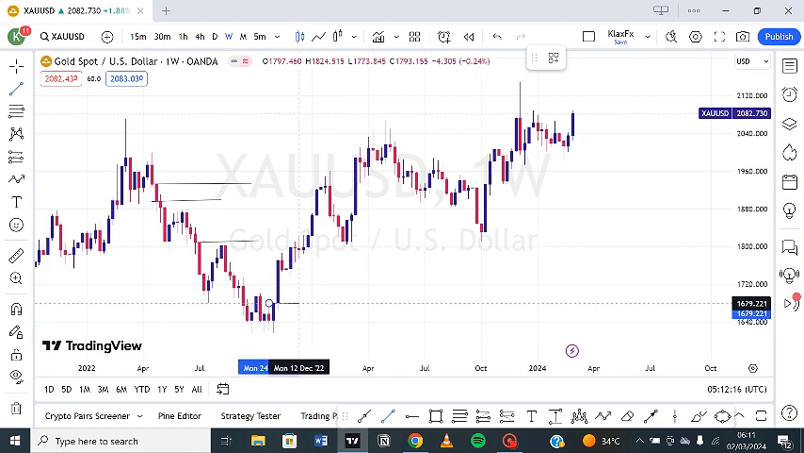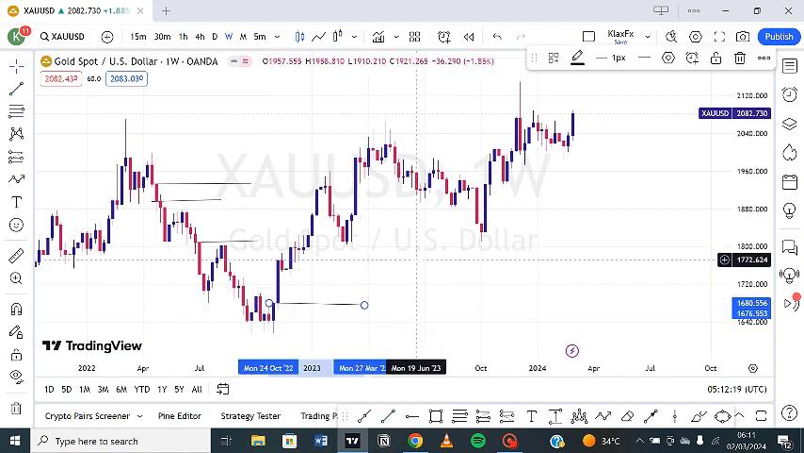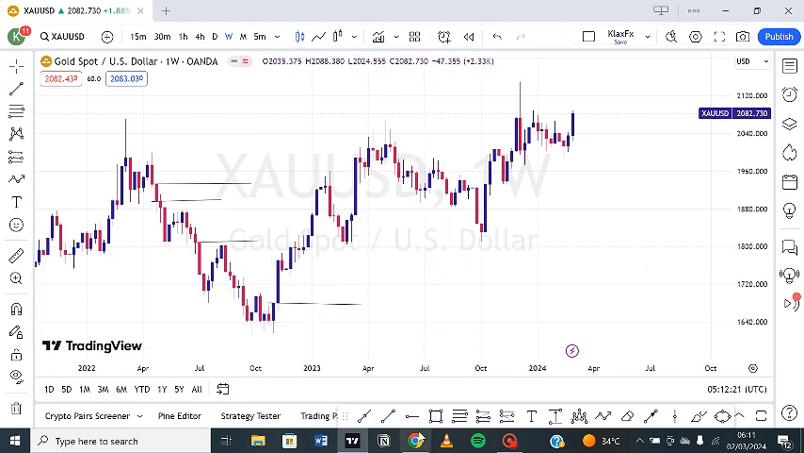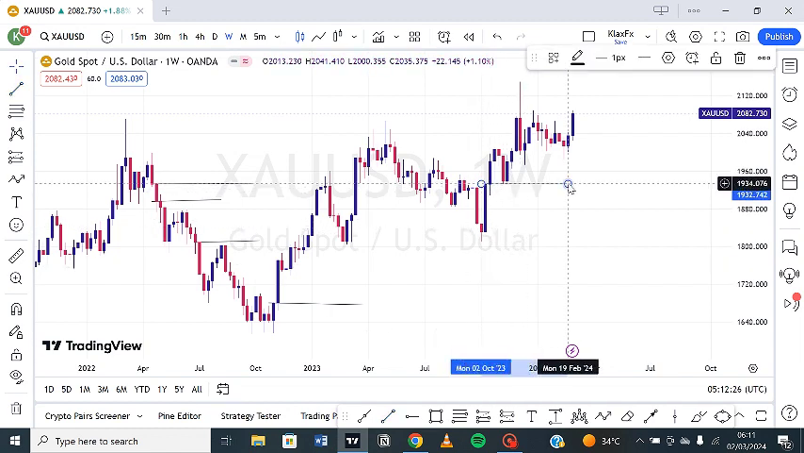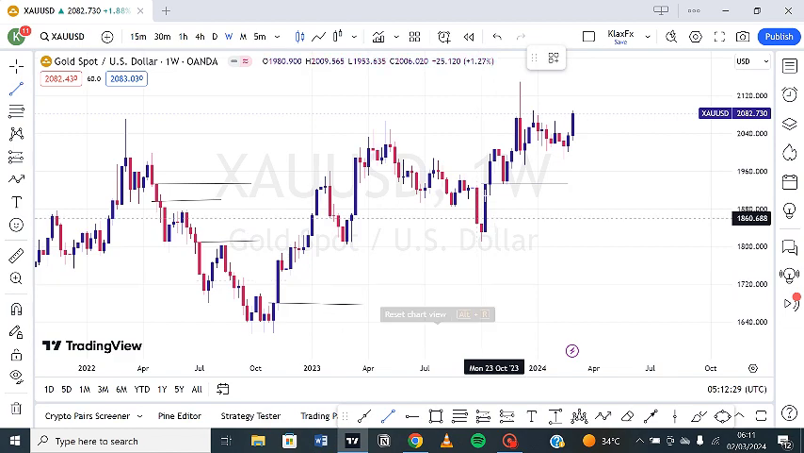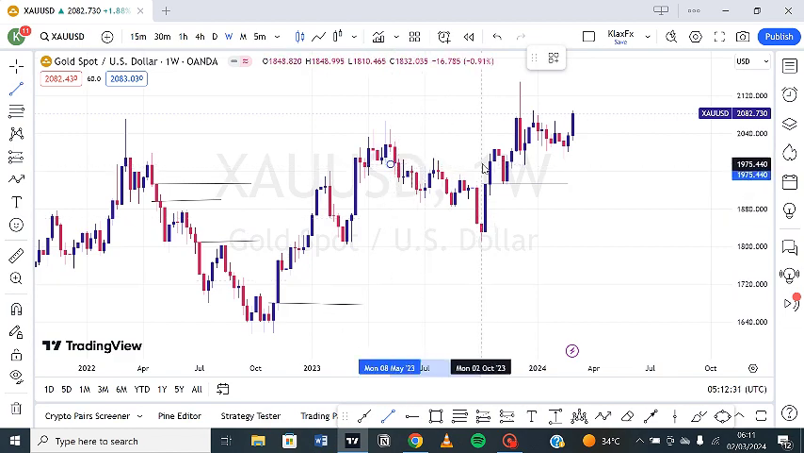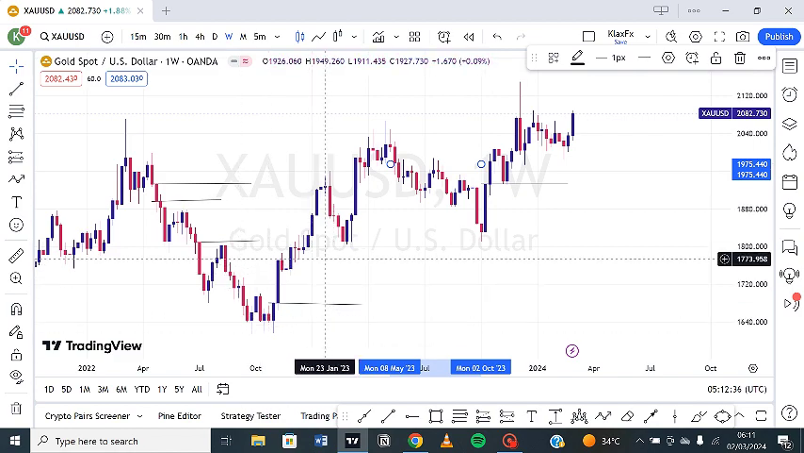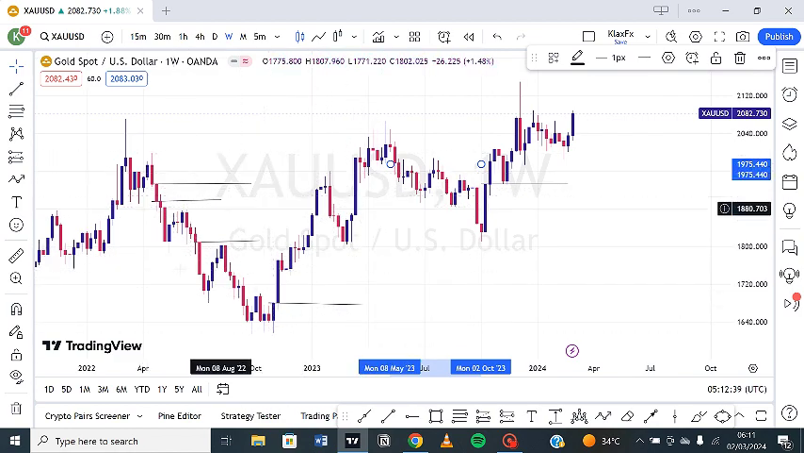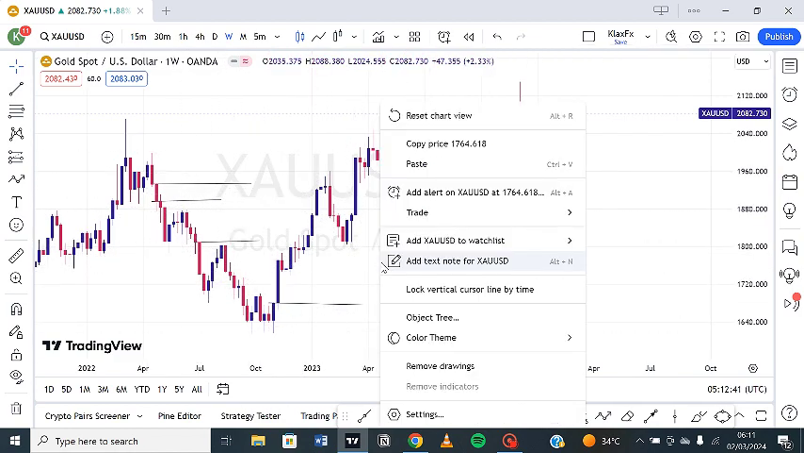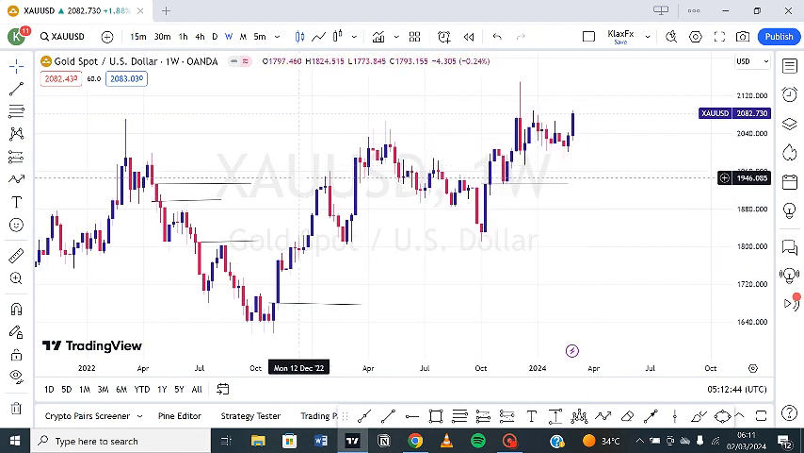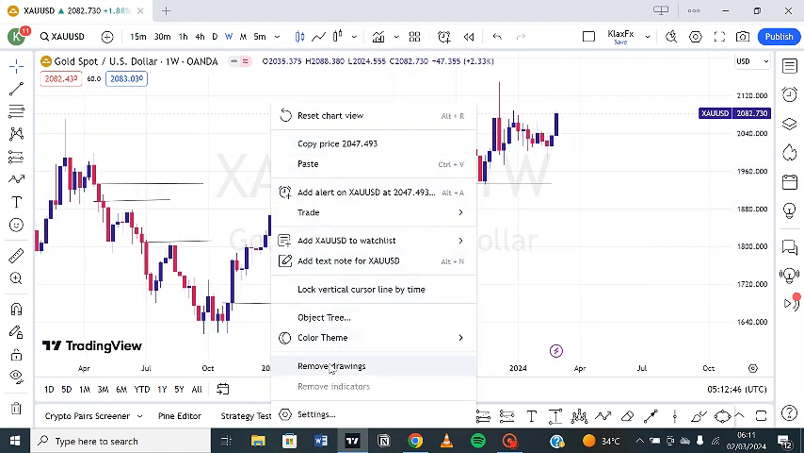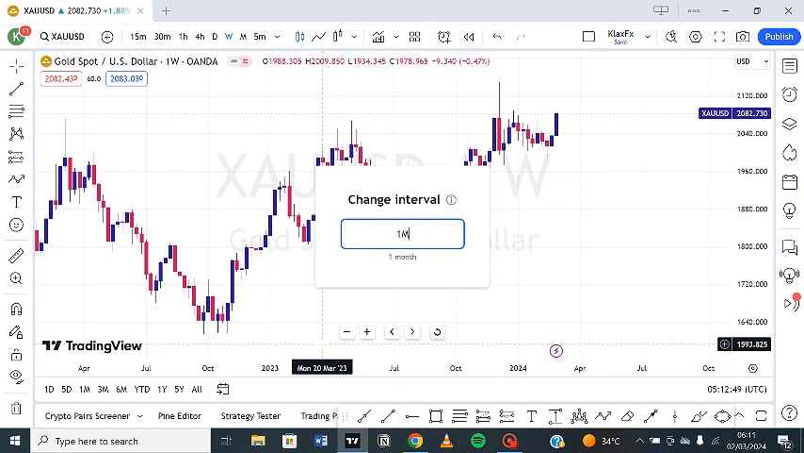Just mark the closing price of the previous candle. That place becomes your SNR. Just like this one here, the closing price of the previous candle. So you can continue marking it that way. But where I normally use this closing price of candles is on the monthly time frame. Let me check my monthly time frame, but before that, let me clear out all this.